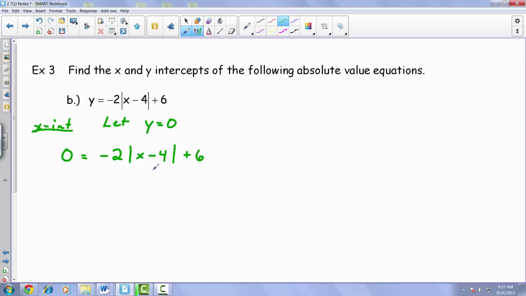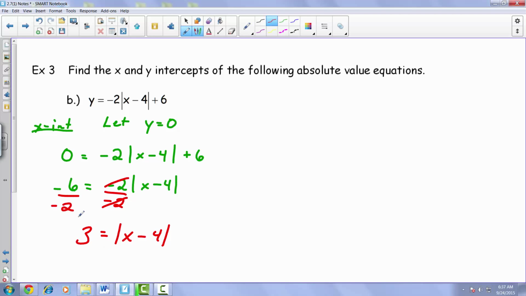And now trying to solve for x. We would first subtract 6 from both sides, end up with negative 6 is equal to negative 2 times the absolute value of x minus 4. Trying to isolate this absolute value, we would divide both sides by this coefficient, negative 2. Negative 2's end up canceling, leaving us with the absolute value of x minus 4 is equal to negative 6 divided by negative 2, which comes out to be positive 3.